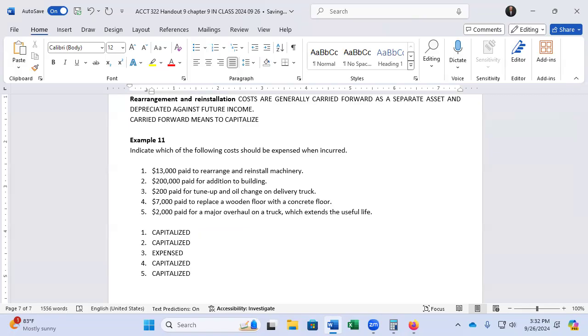And just a little note here. All the costs except number 3 would be material if accounted for incorrectly. So while we look at 13,000 and 7,000 and 2,000, we're assuming here this is a smaller company.